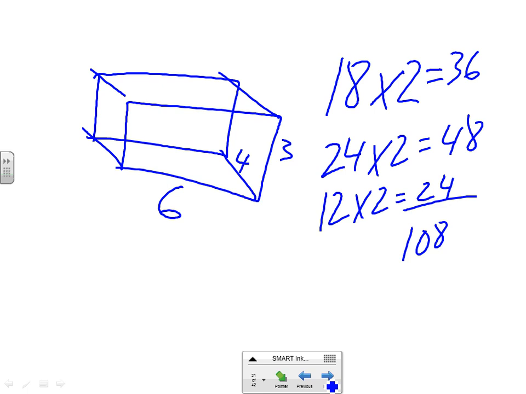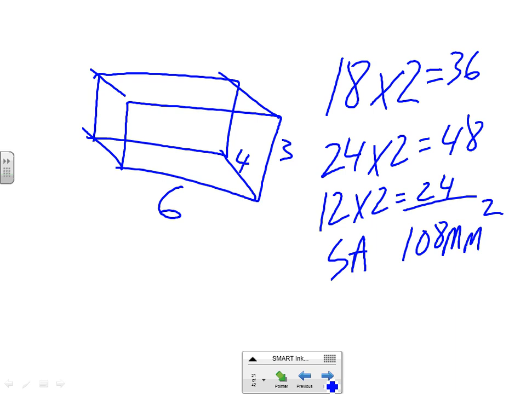And it would be 108 what in this problem? What kind of units? Millimeters squared. Area, always square units. All right, so that's the surface area, the total surface area.